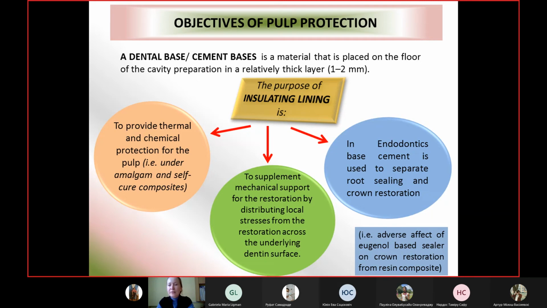In endodontics, base cement is used to separate root sealing and crown filling. Some endodontic sealers could provide adverse effect on crown restoration. For example, eugenol-based endodontic sealers can negatively influence resin composites, so they should be separated.